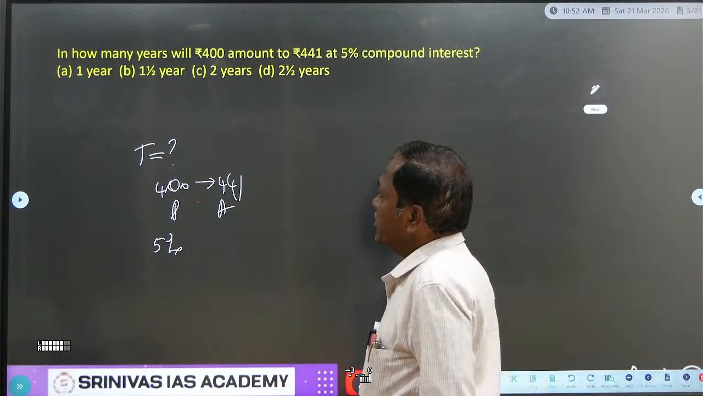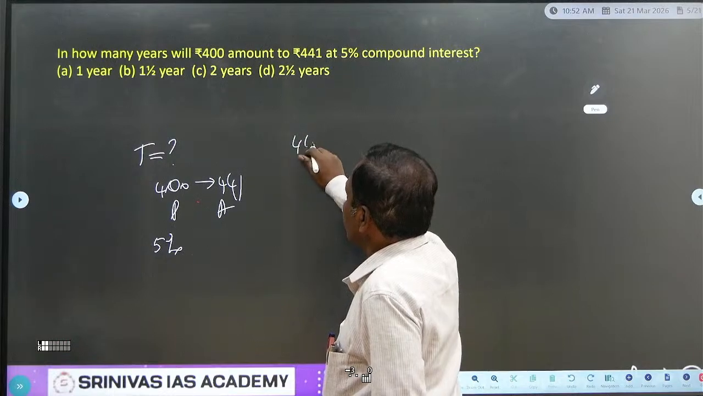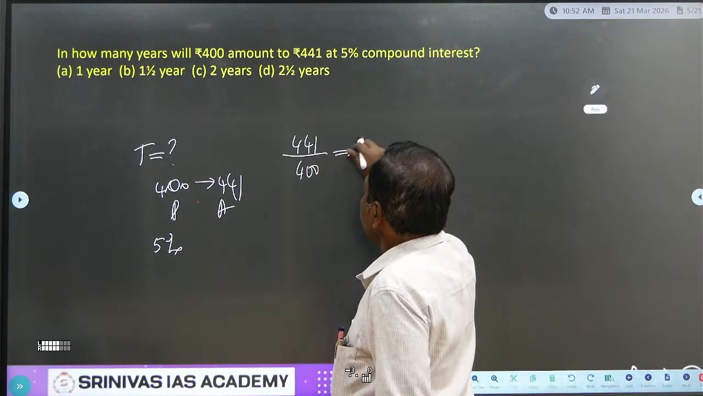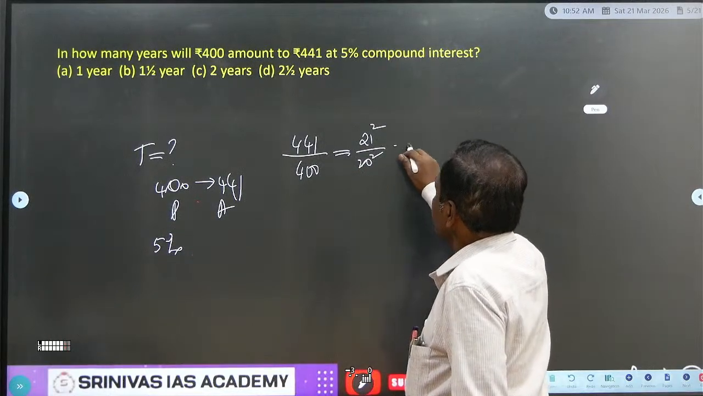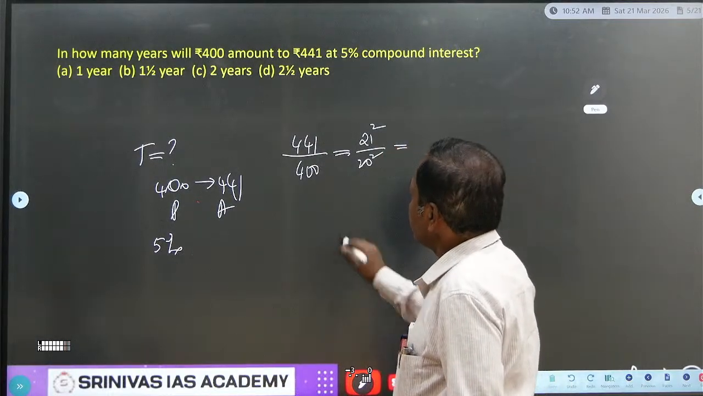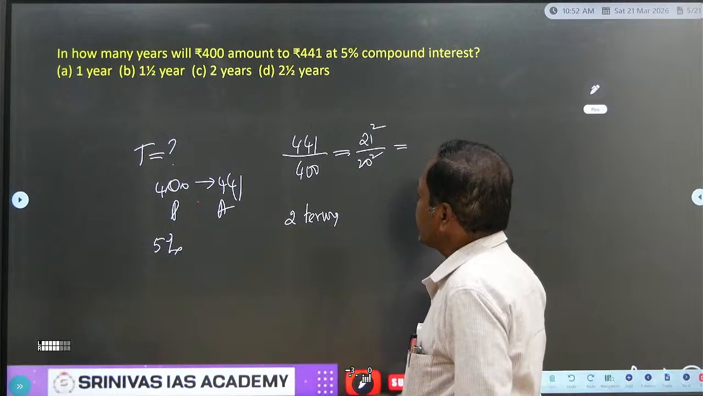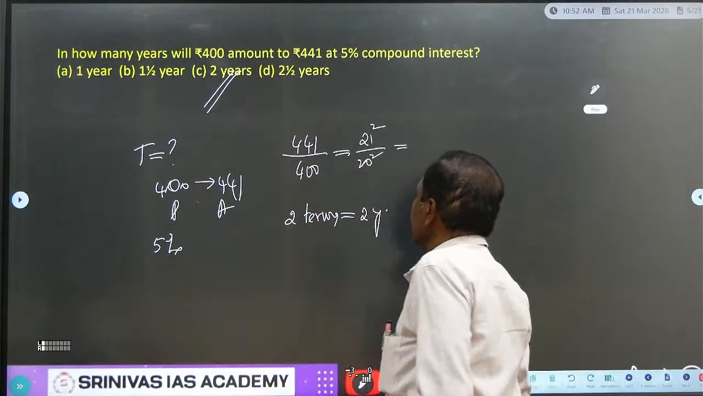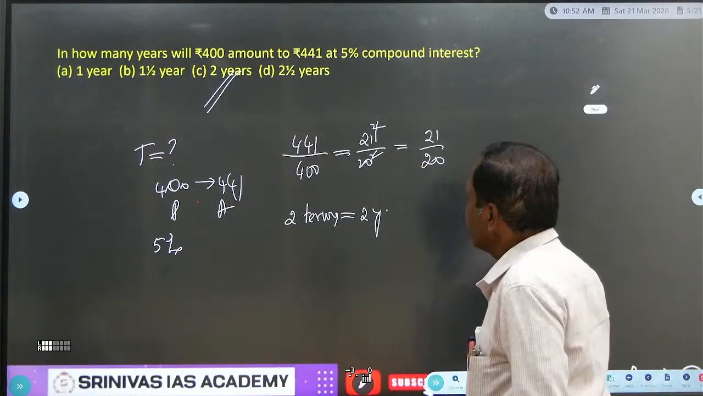So what is the formula of time and rate? Principal by amount, amount by principal. What is the amount? 441. What is the principal? 400. So that is 21 square by 20 square. Here 2 means 2 terms. Nothing is given, but you can take 2 terms as 2 years. To verify, that is 21 by 20, you can strike it out.